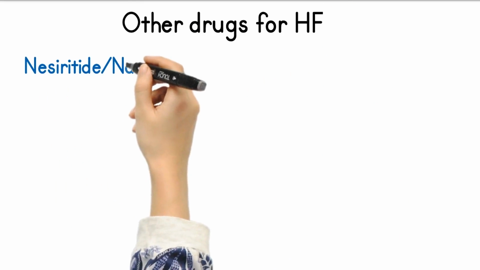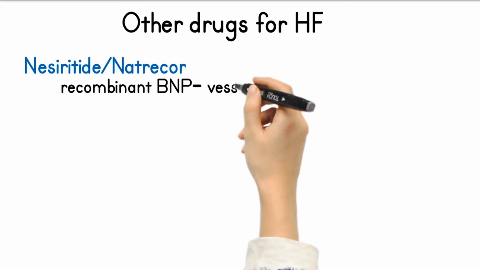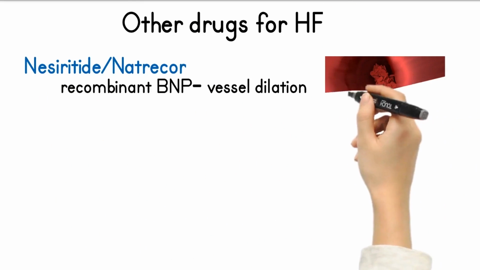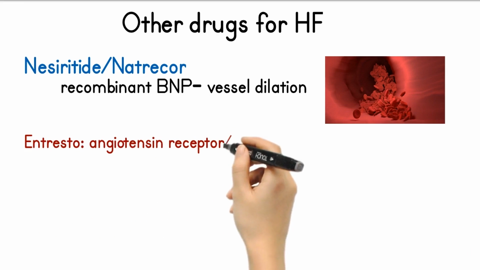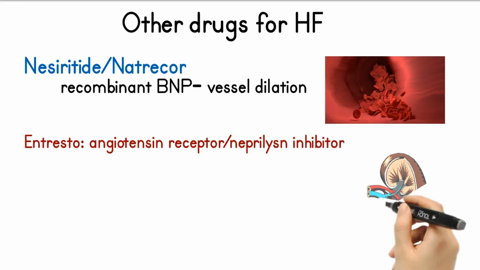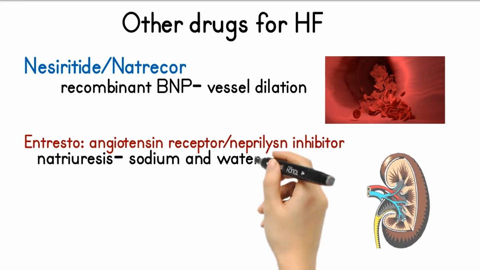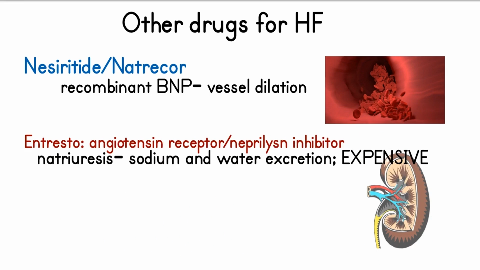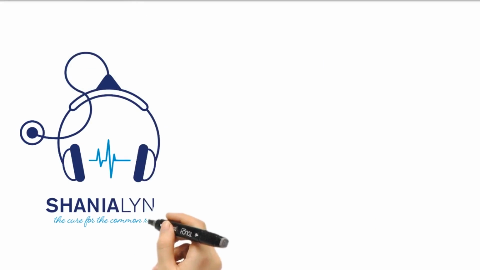Other drugs for heart failure. Nesiritide or Natrecor is a recombinant BNP, leading to vessel dilation. Entresto is an angiotensin receptor neprilysin inhibitor. It increases natriuresis, leading to sodium excretion. It's very expensive at $450 per month. Along with nursing interventions and these medications, in later stages and end-of-life stages of heart failure, surgery may be appropriate or even hospice.